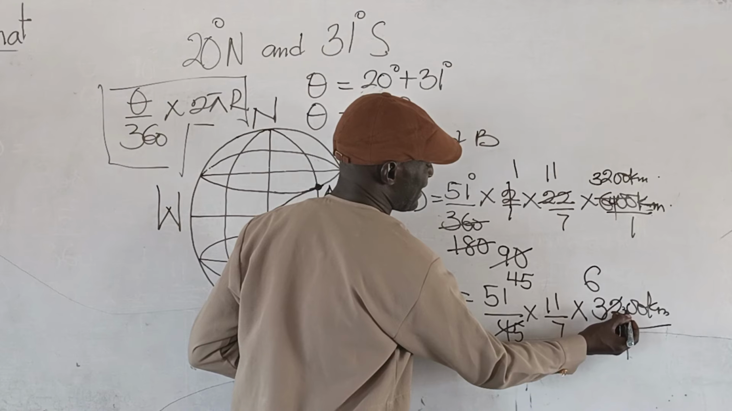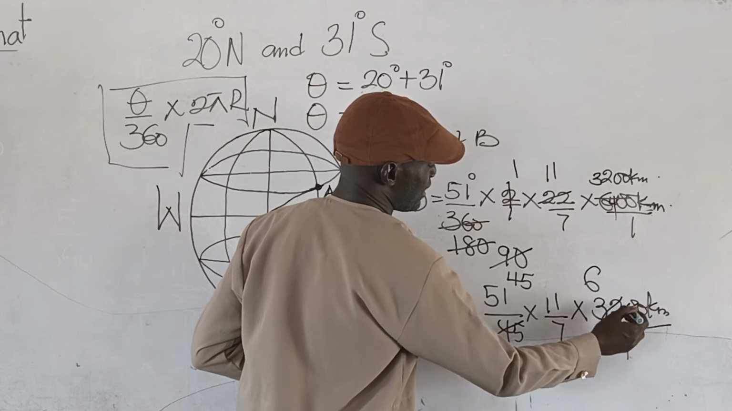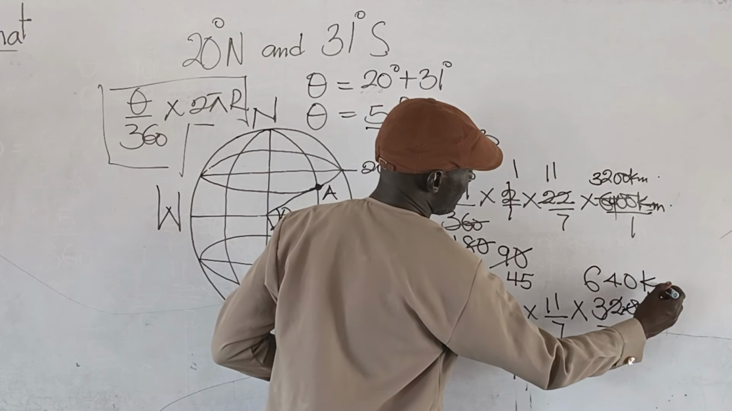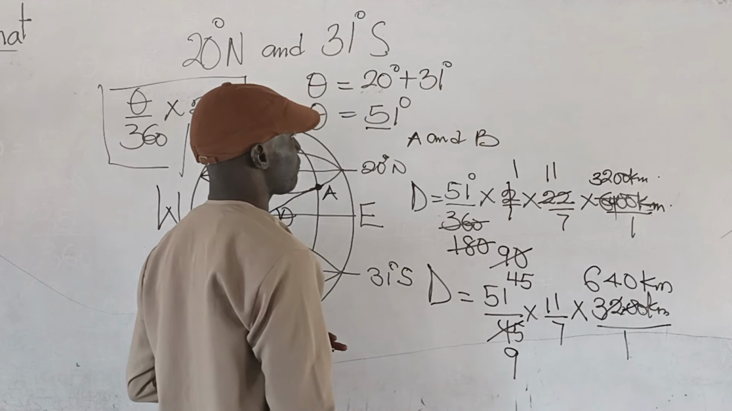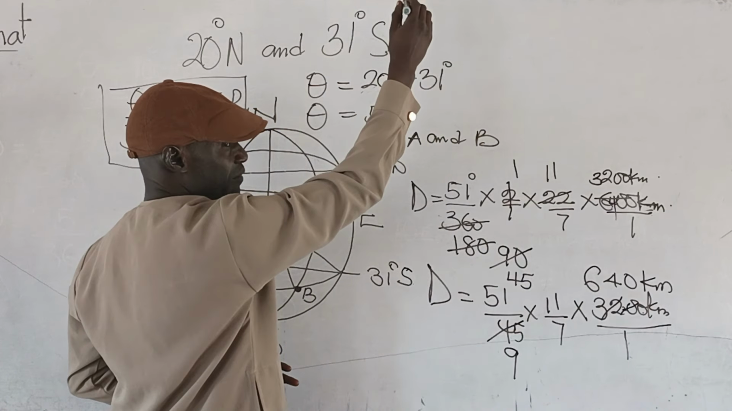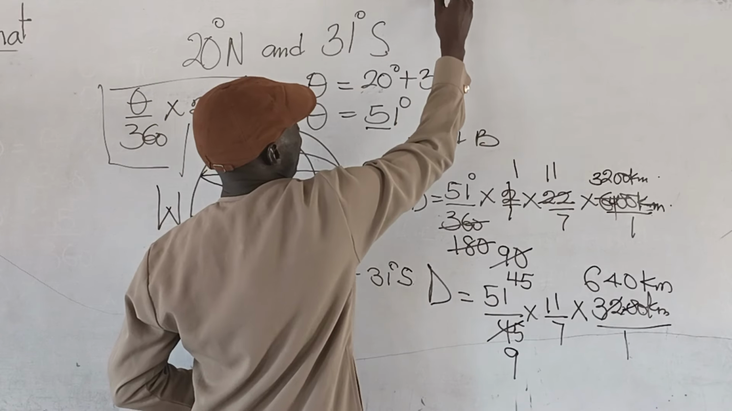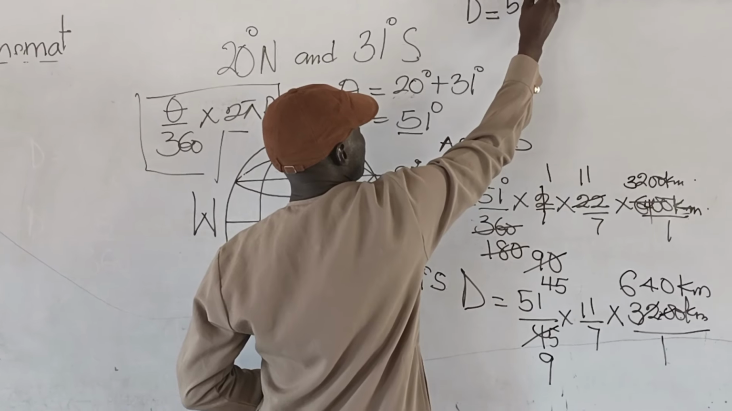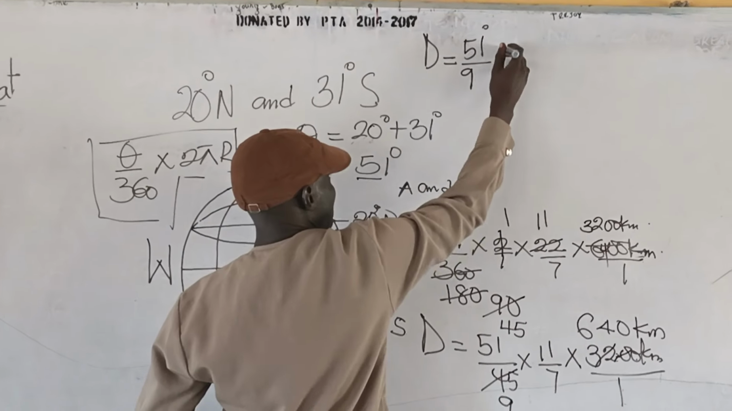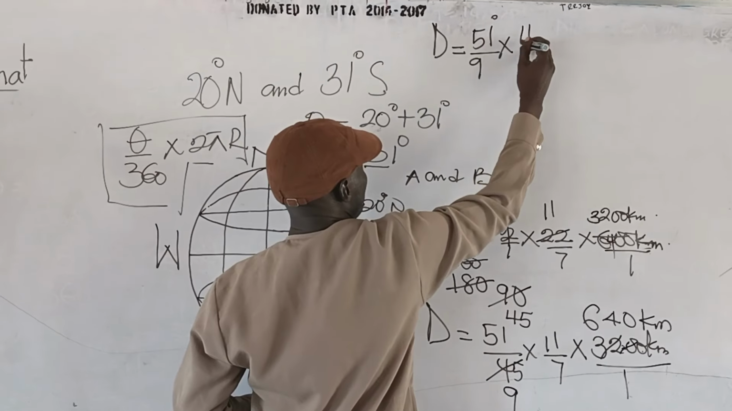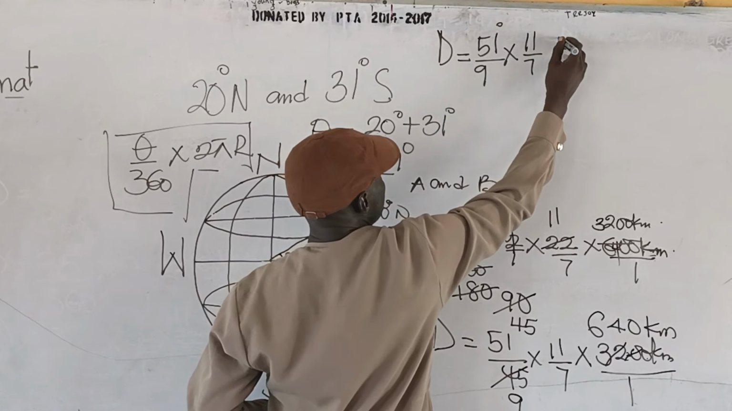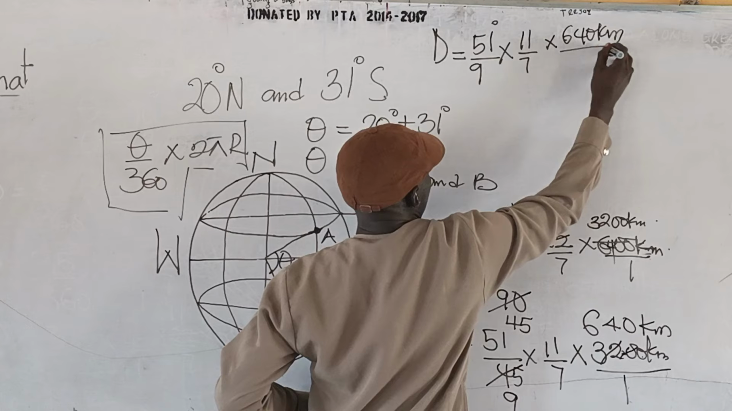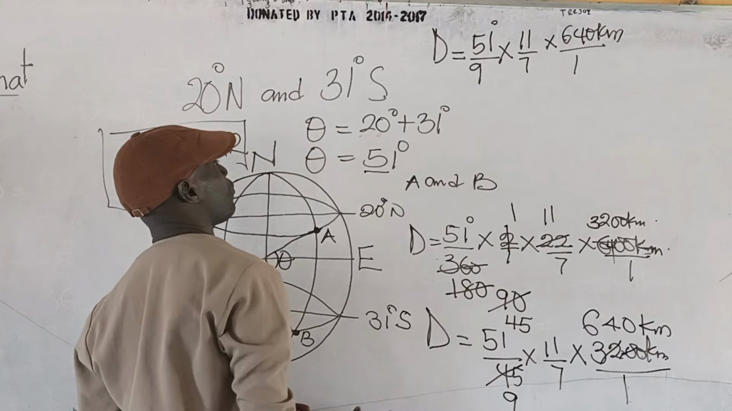Remember 2 will be added there, make it 20. 5 goes in 20, which is 4. So what we come up with is 640 km we have there. Let me quickly write on the board so that you can see. So theta now equals 51 over 9 times 11 over 7 times 640 kilometers over 1.